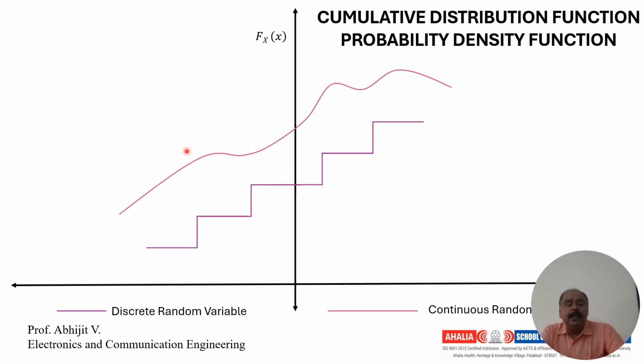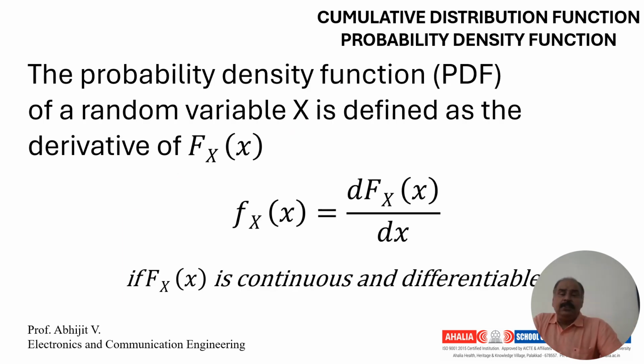You can note that you have cumulative distribution function and probability distribution function both plotted in this. Probability density function, PDF, of a random variable.